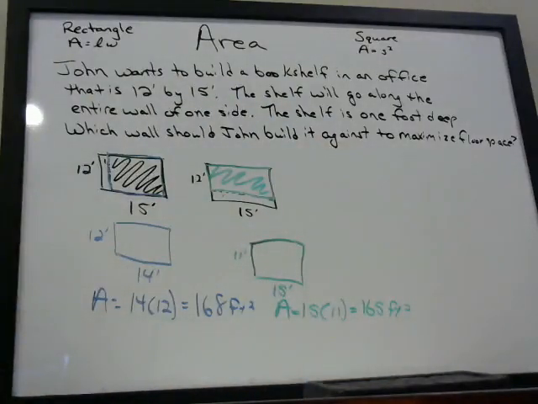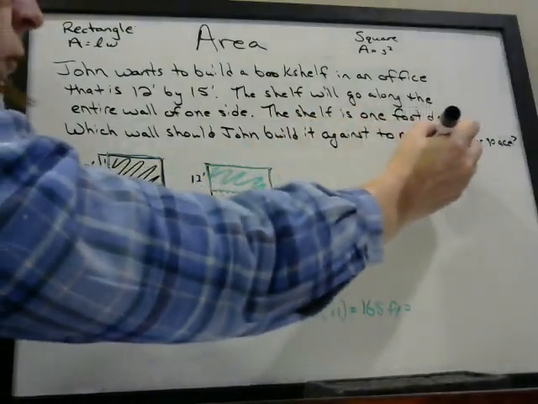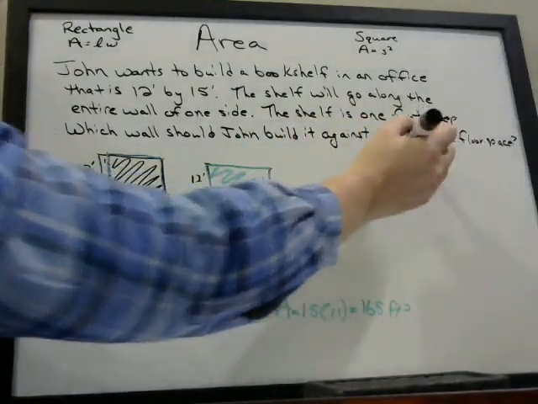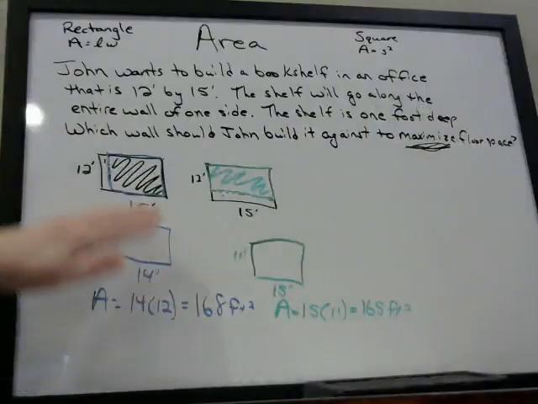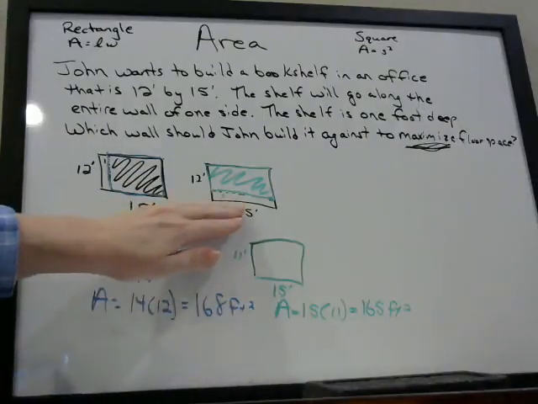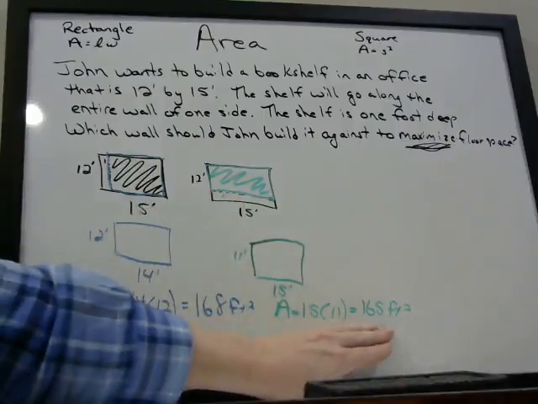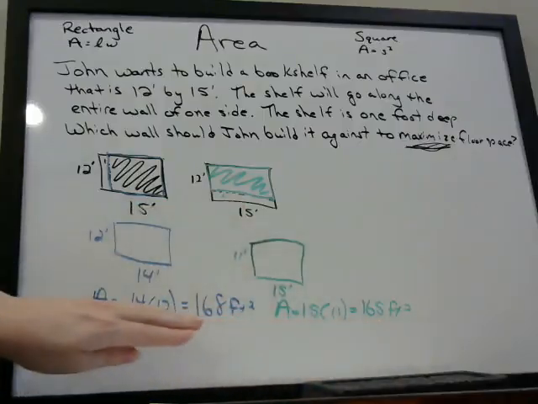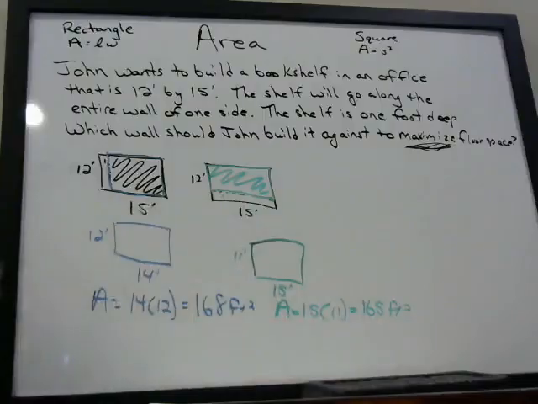So, if you want to maximize floor space, which means you want the most, if you put it against this wall, you'll have 168 feet squared. If you put it against the longer wall, you'll only have 165 feet squared. So, you want to put it against this wall here, because that will give you the most floor space.